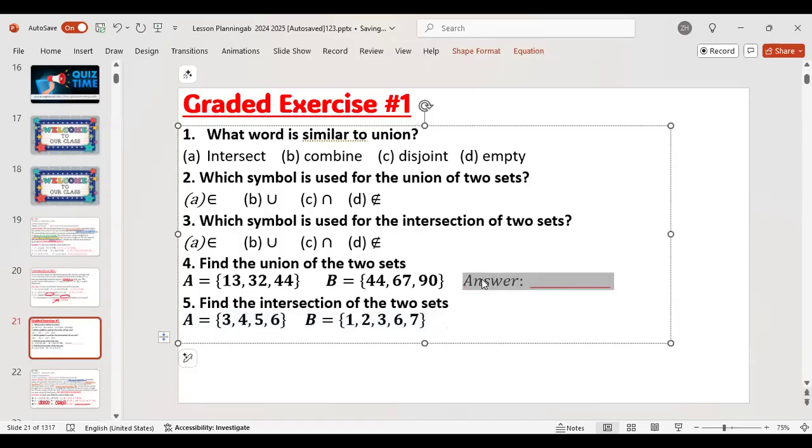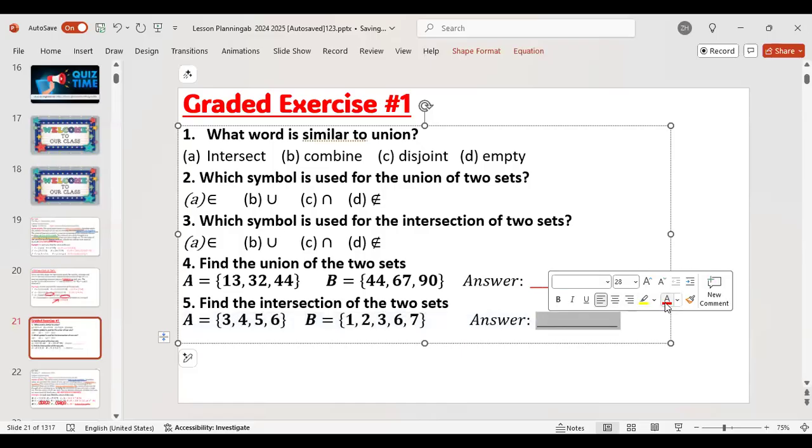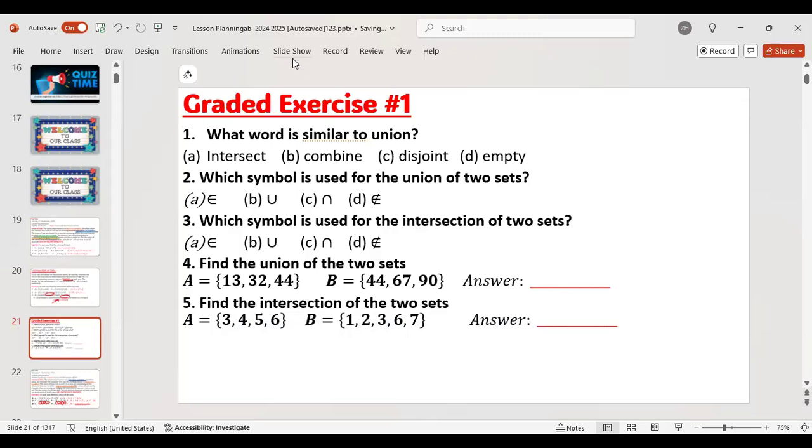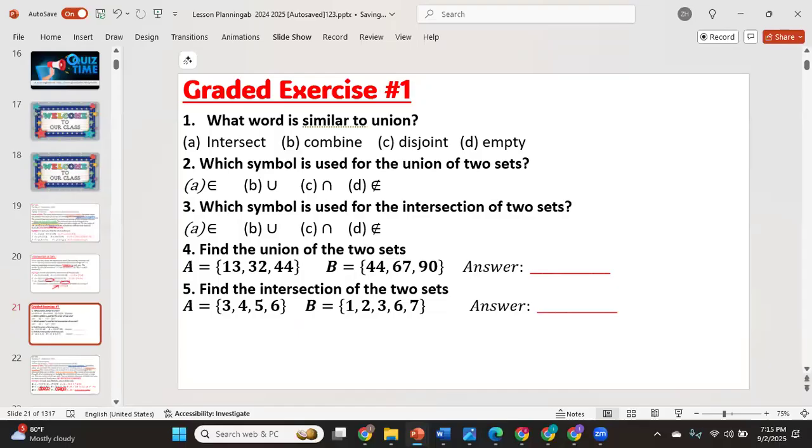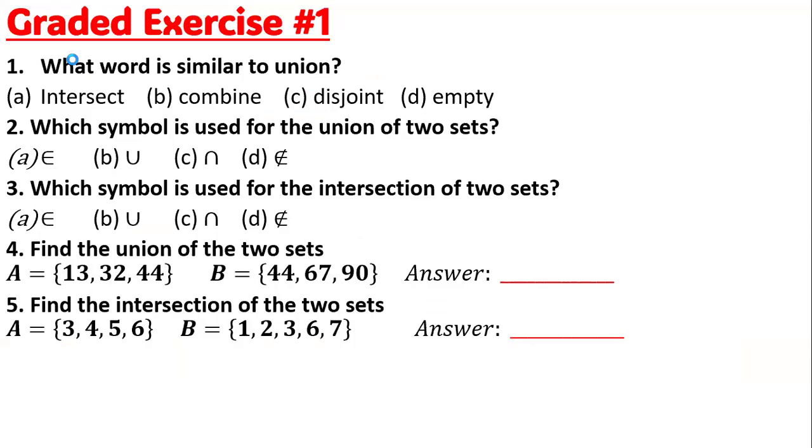So again, number 4 and number 5 are not multiple choice. You have to actually find the intersection and union of the two sets. All right. So this is gonna be the answer. Okay. So that's just 5 questions. Hopefully you get 5 and 5. Once you're done, you send it to me on WhatsApp. You take a picture of your work and send it to me on WhatsApp.